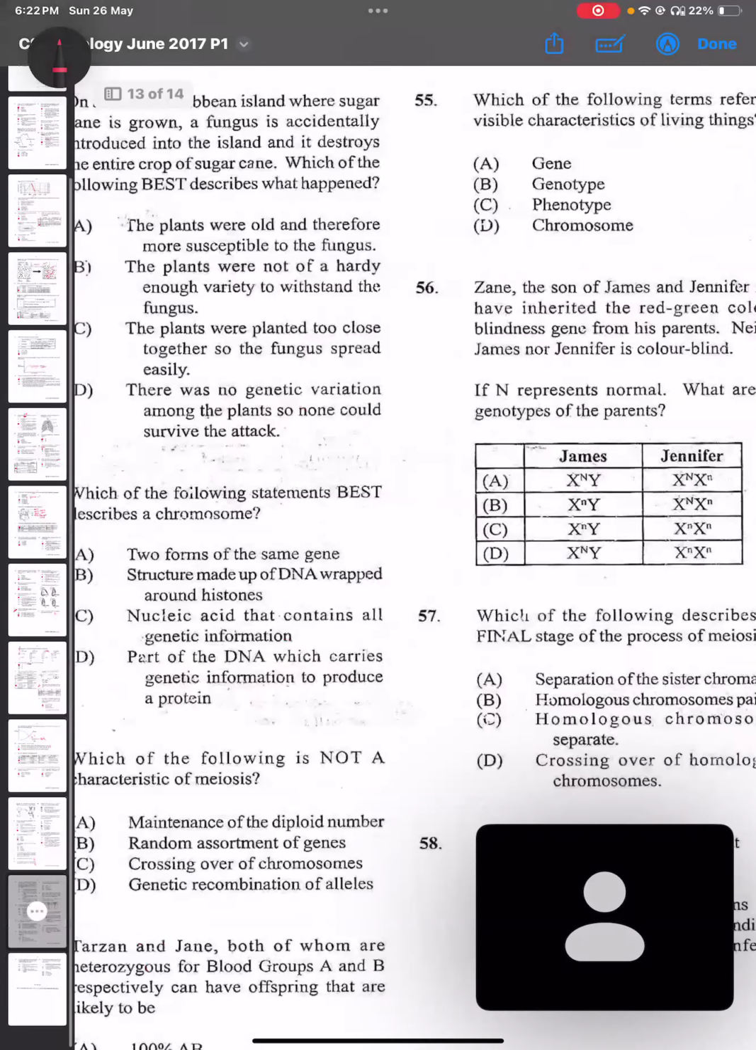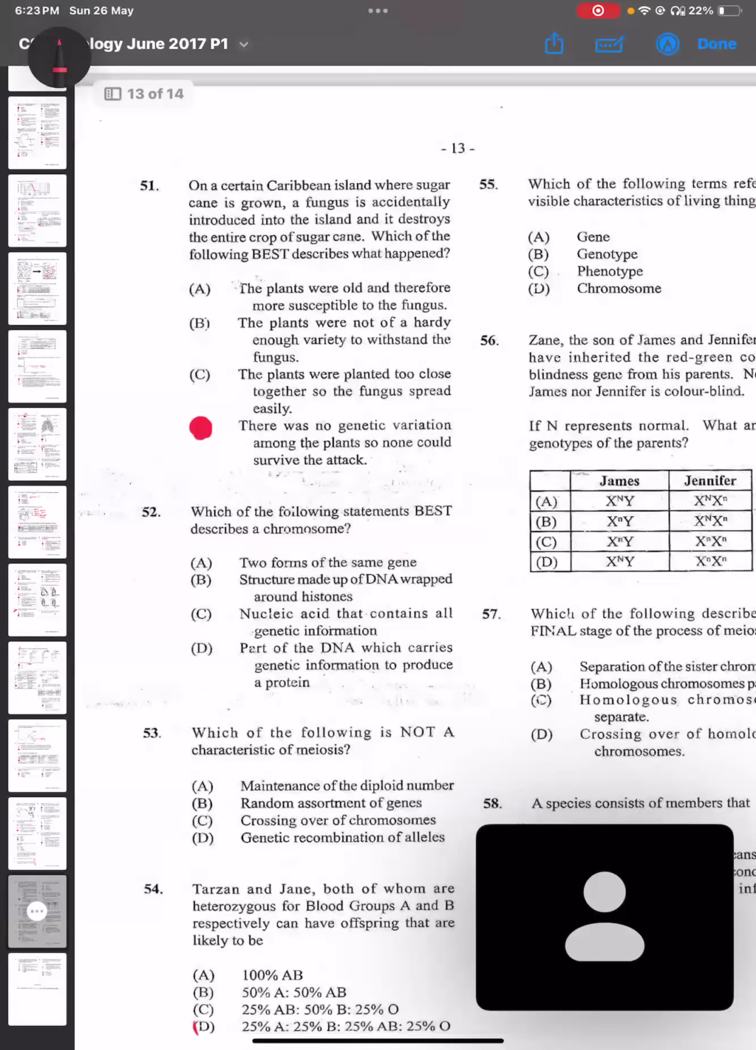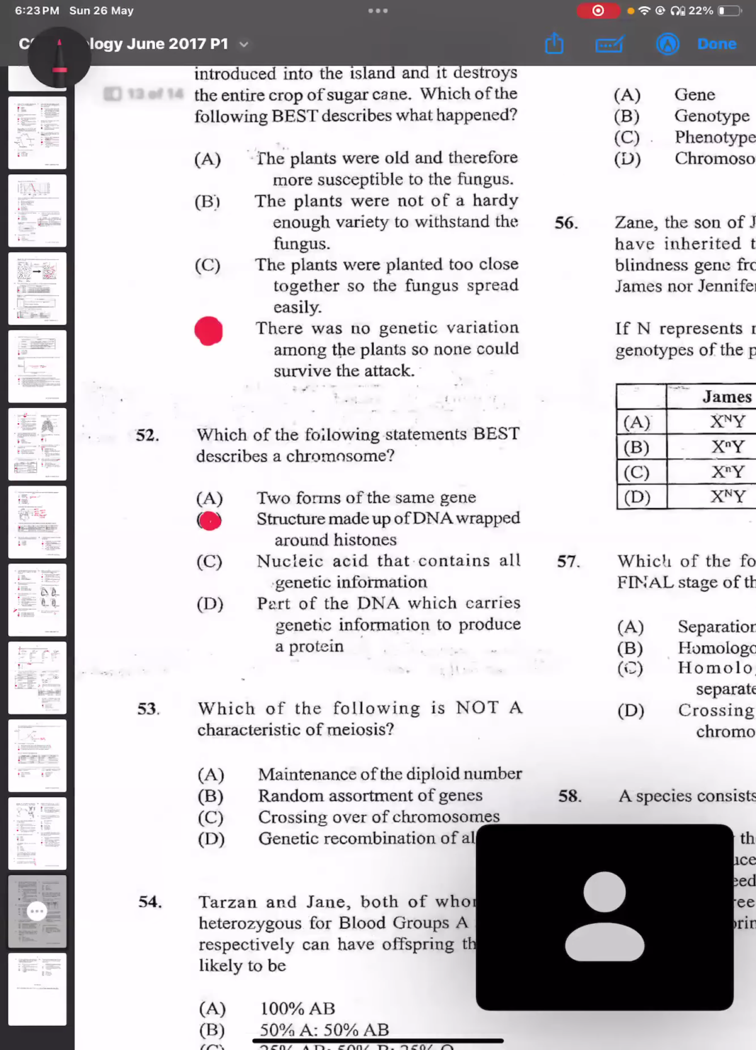On a certain Caribbean island, we should know this one. The question has not changed. We know what this one is as well. B, a chromosome is a structure of DNA wrapped around histones.